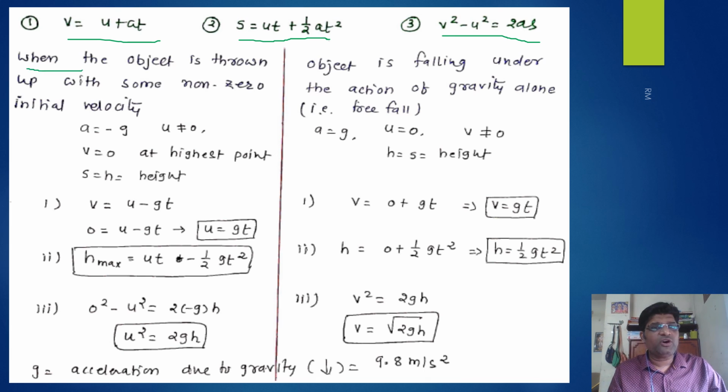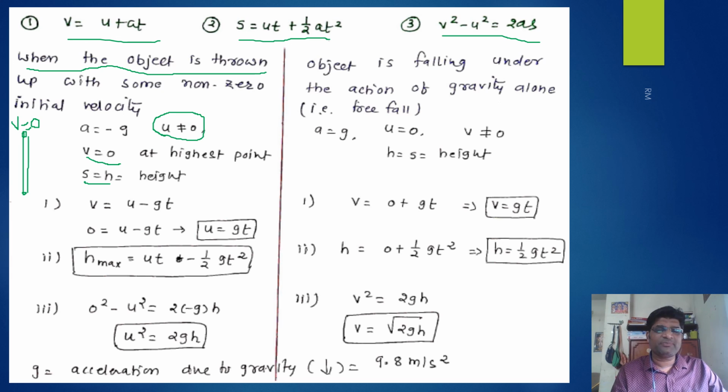For example, when the object is thrown upward with some initial non-zero velocity, because when you are throwing up, you obviously cannot have initial velocity 0. When you throw the object from this point to a certain height h, then at this point the final velocity v may become 0, because it will have to stop there and then ultimately it starts falling down, right? So v is equal to 0 at the highest point and s is replaced by h, that is the height, which is also equal to your distance.